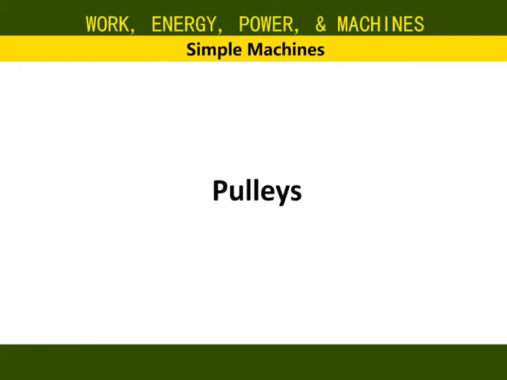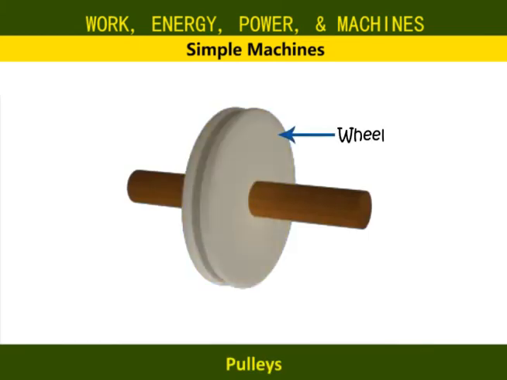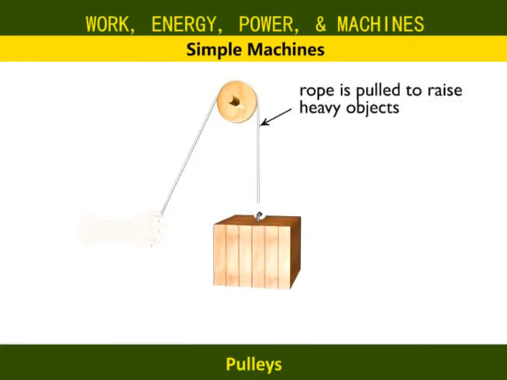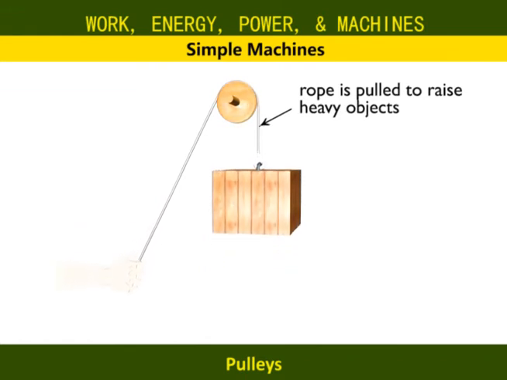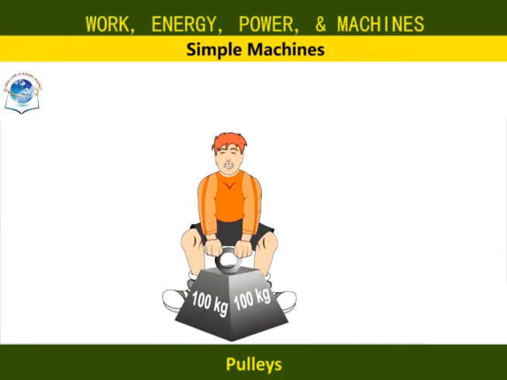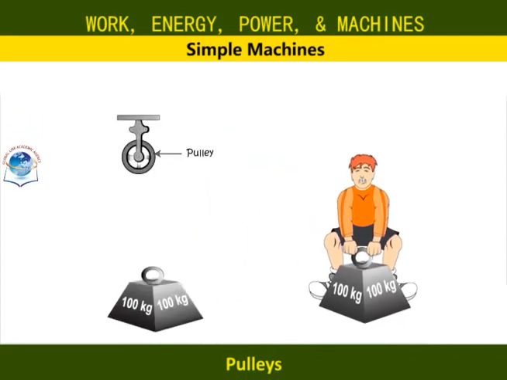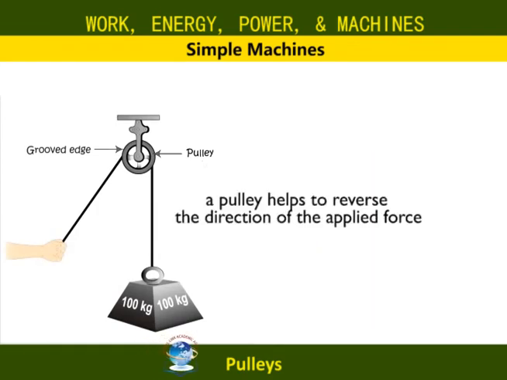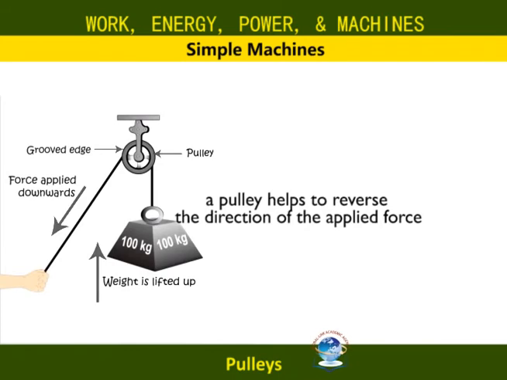Next is pulleys. A pulley is a wheel with an axle where the edges of the wheel are grooved so that some rope can pass through this groove, and this rope is used to raise heavy objects. If one doesn't have enough strength to lift a heavy load, they can use a simple pulley. One end of the rope is attached to the object and passes through the groove, and the other end of the rope is free and can be pulled to lift the object. A pulley helps to reverse the direction of the pulling force. You pull the rope downwards to lift the load up.